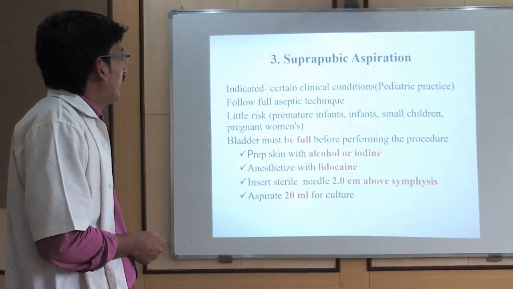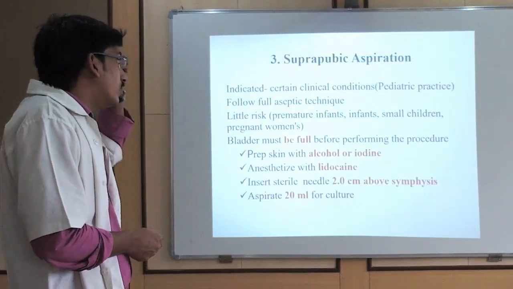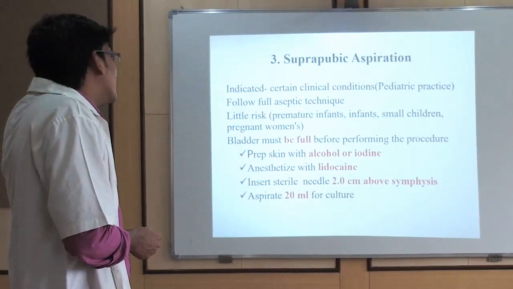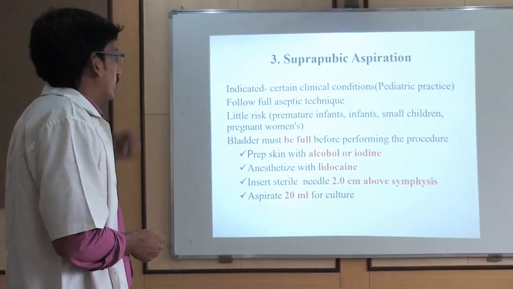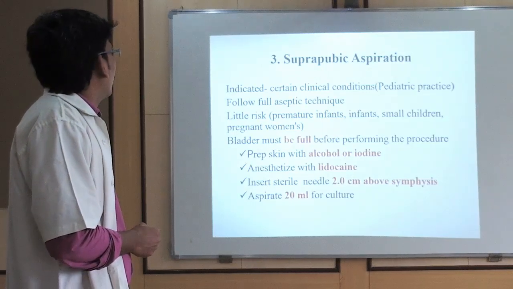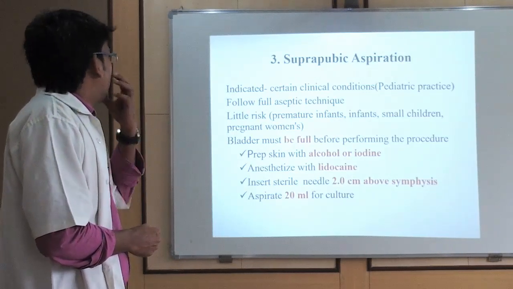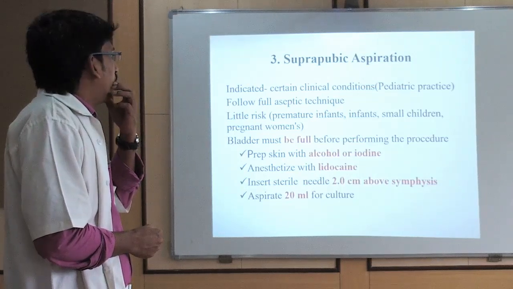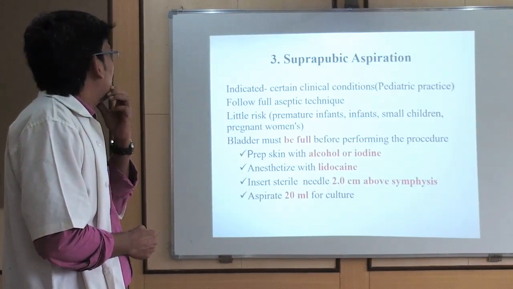Then coming to suprapubic aspiration sample. This is mostly for some underlying disease condition only, mostly in pediatric patients, those who are unable to pass urine. Okay, you have to follow full aseptic conditions because you have to insert a needle into the suprapubic region. Okay, it carries a little risk.